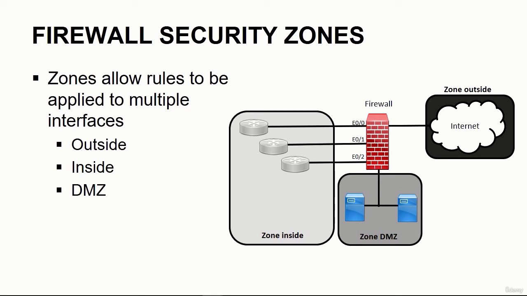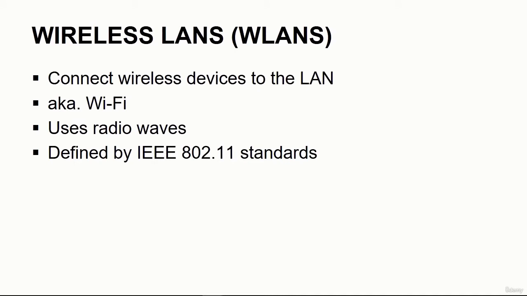Now, most local area networks consist of wireless hosts as well as wired hosts. Wireless LANs, or WLANs, are used to connect wireless devices to the Ethernet LAN using radio waves as the medium. Sometimes you'll hear wireless LANs referred to as Wi-Fi. Wireless LAN standards are published by the IEEE under the 802.11 working group.